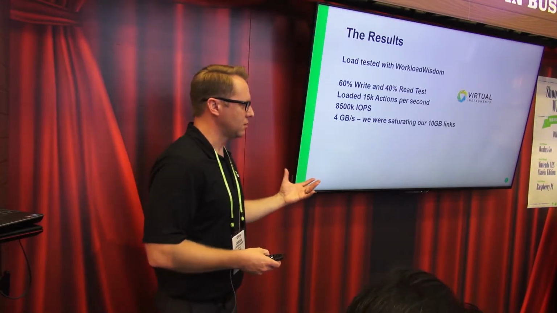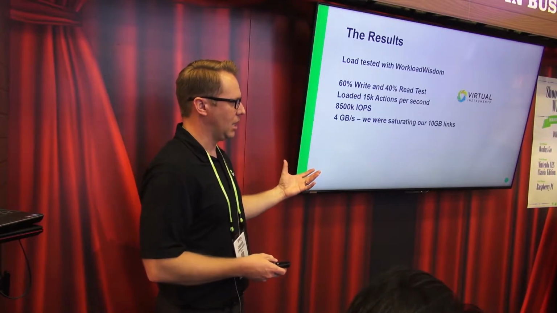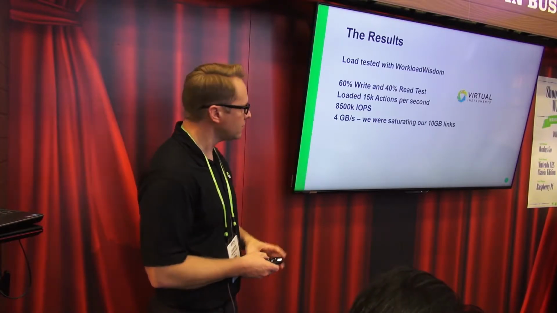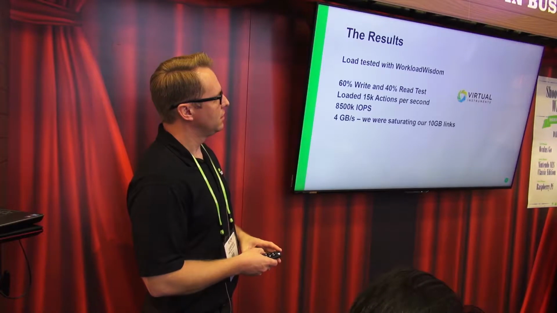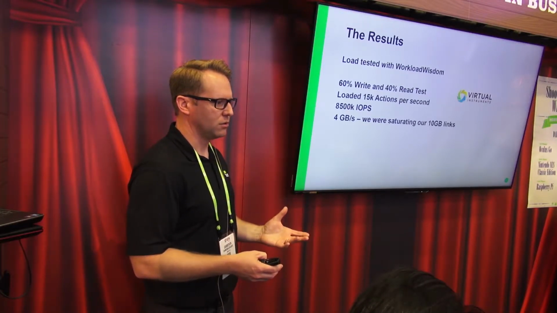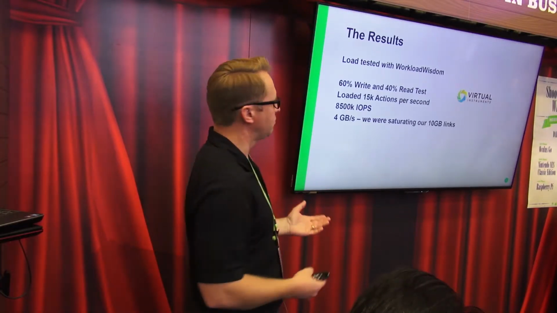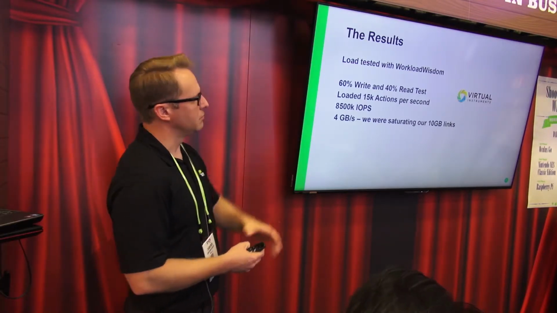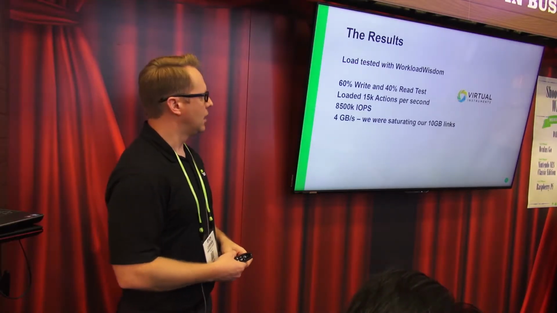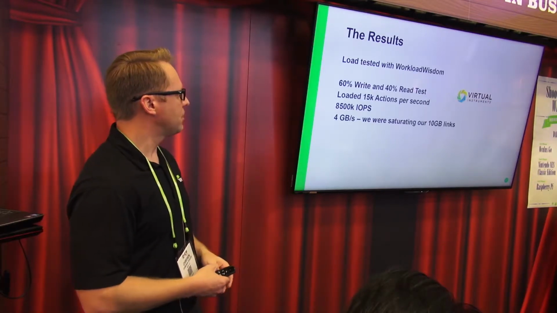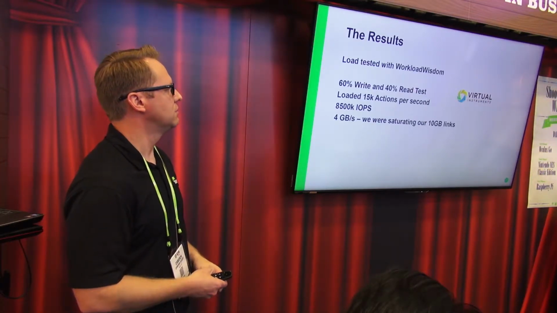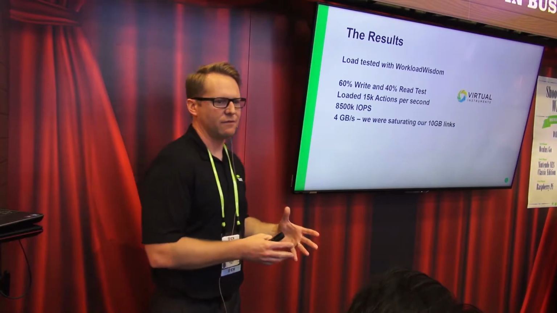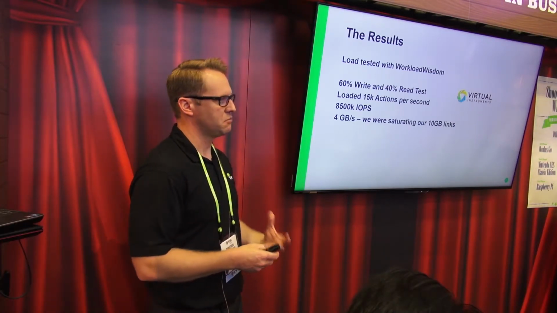So given the cluster, it had a 10 gigabit backplane. That's actually not bad. We had about 5 storage nodes. If we had more, it probably would have performed a little bit better. We probably could have gotten a little bit higher IOPS on it. We were doing probably around 4 gigabytes per second. So we were actually saturating that 10 gigabit link pretty well.